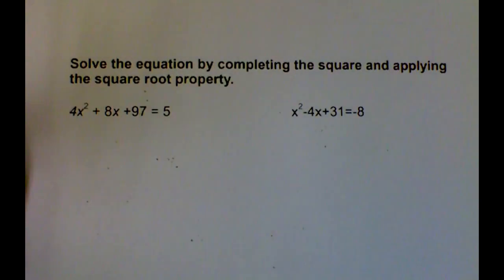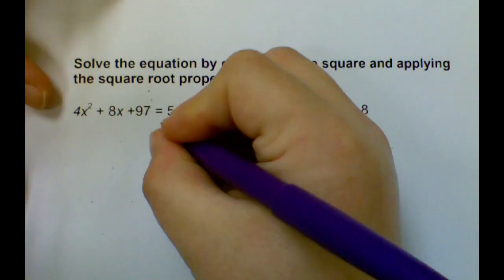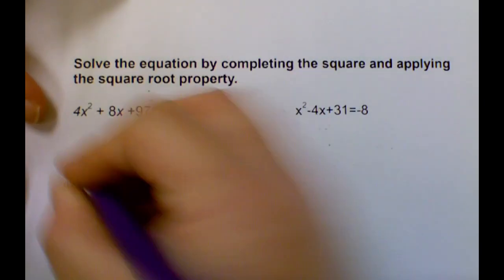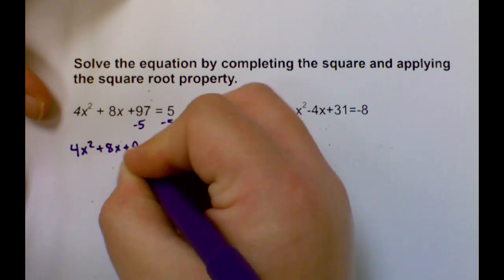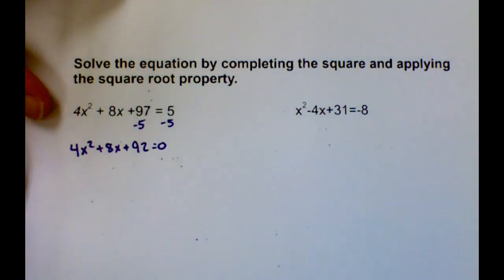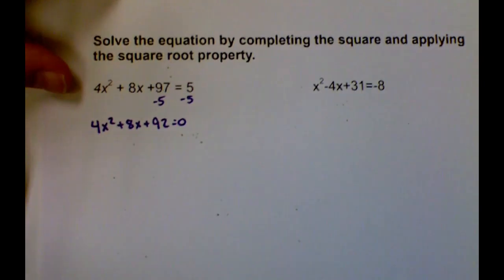Now this says completing the square and using the square root property. You can ignore that direction because that's not what we're going to do. We're just going to use the quadratic formula again. We're going to subtract the 5 over. I get 4x squared plus 8x plus 92 equals 0. I can tell you this doesn't factor. We're going to dive in.